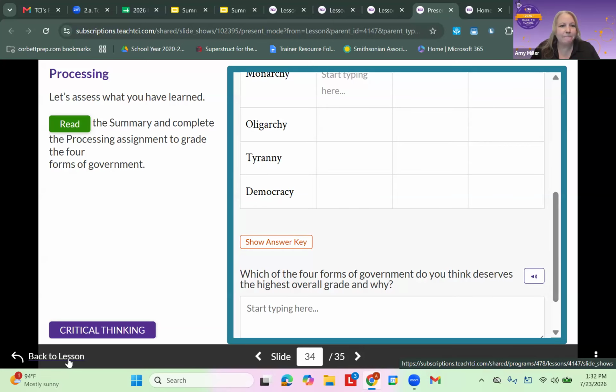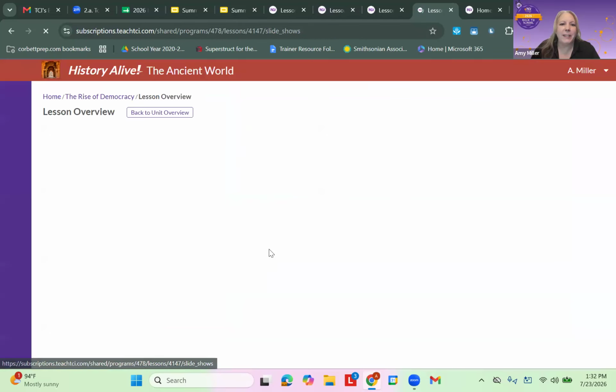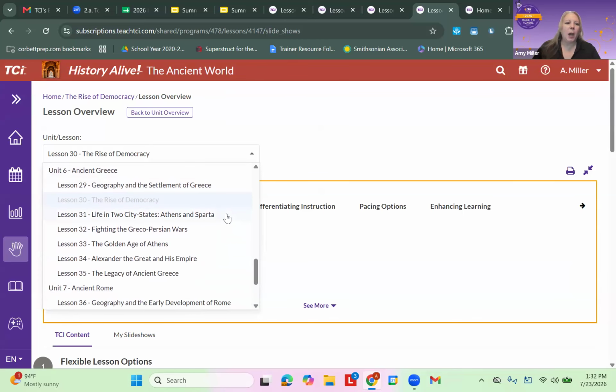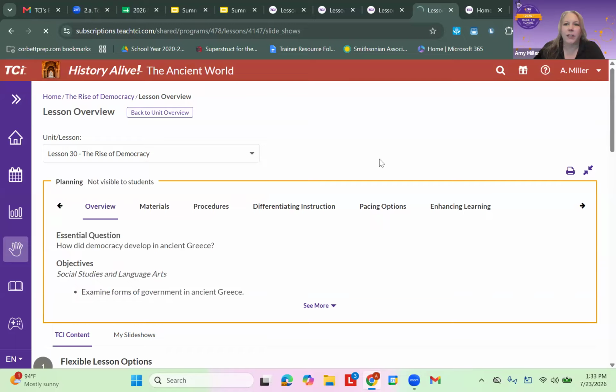With that being said, I'm going to move on down the line to a couple of lessons that I also think are incredibly important. One of the lessons is the golden age of Athens. And with the golden age of Athens, they learn about cultural achievements.